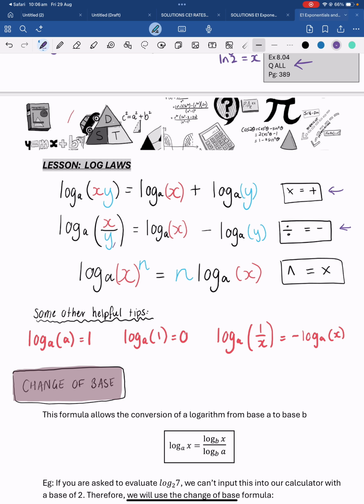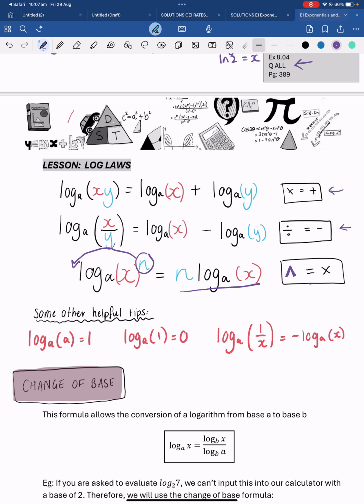The last one, I think this is the most commonly used one. If you are logging something and there's a power up here, that is the exact same thing as bringing the power out the front and multiplying the whole log by it, which you can see in this second one here. So that's all this is saying. I always do this little arrow to show that means a power, then it's the same thing as just multiplying.